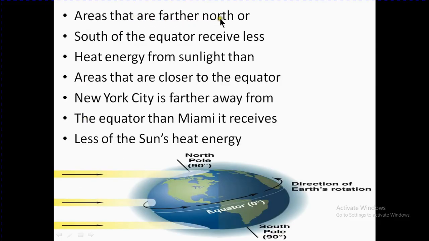Areas that are further north or south of the equator receive less heat energy from sunlight. Areas that are closer to the equator, like Miami, receive more. New York City, further away from the equator than Miami, receives less of the sun's heat energy. So you can see here at the north and south pole, and here you have the direction of the Earth's rotation at the equator. These lights come here making a 90 degree angle, and it's also 90 here, but it's different up and down. So there will be less of the sun's heat energy away from the middle.